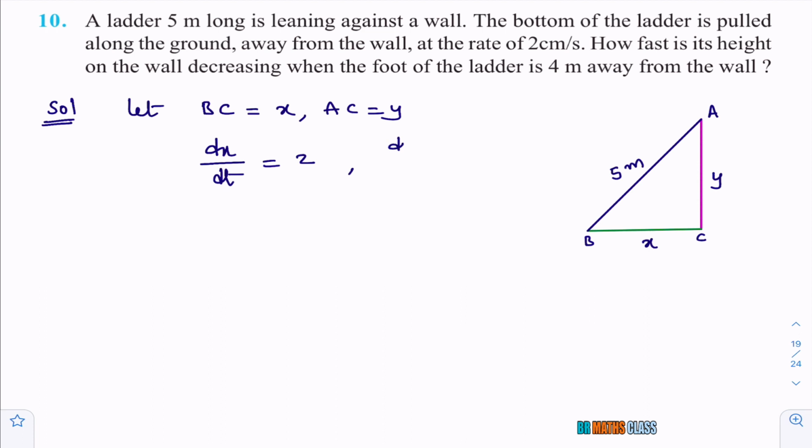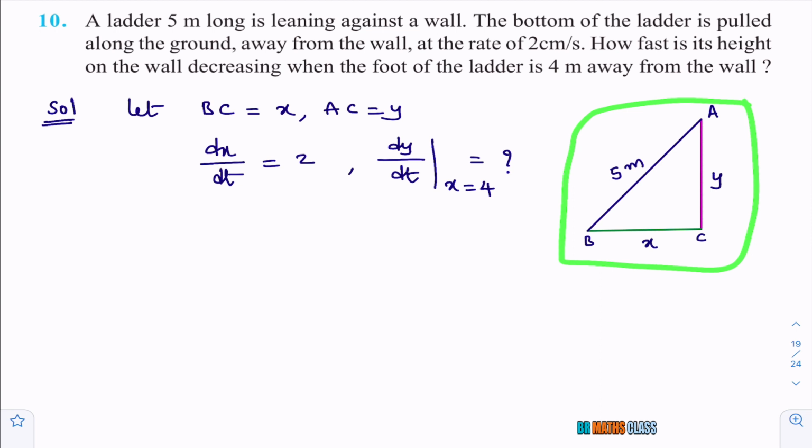I'll write here what they are asking to calculate. They are asking to calculate dy by dt when x equal to 4 meters. So I need to calculate dy by dt when x equal to 4. I hope all the things are clear till now. You can observe this diagram. This is a right angle triangle and it is right angled at C, correct?